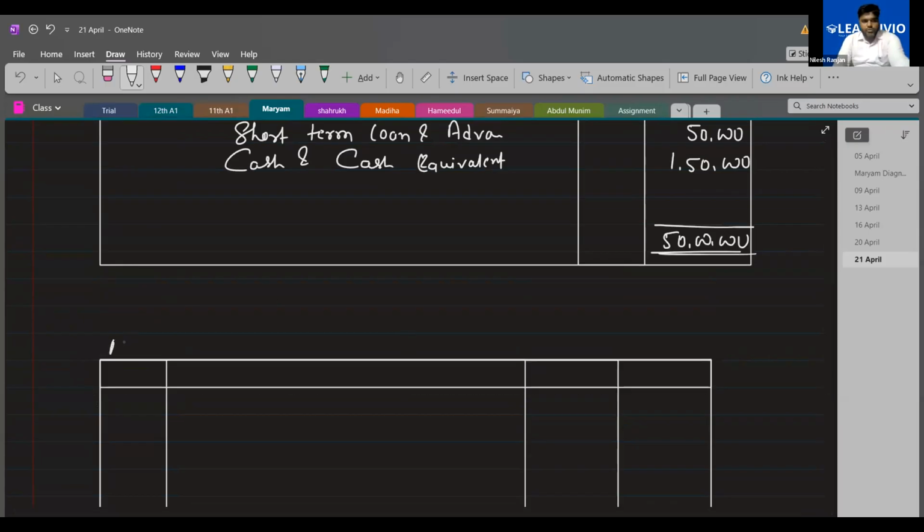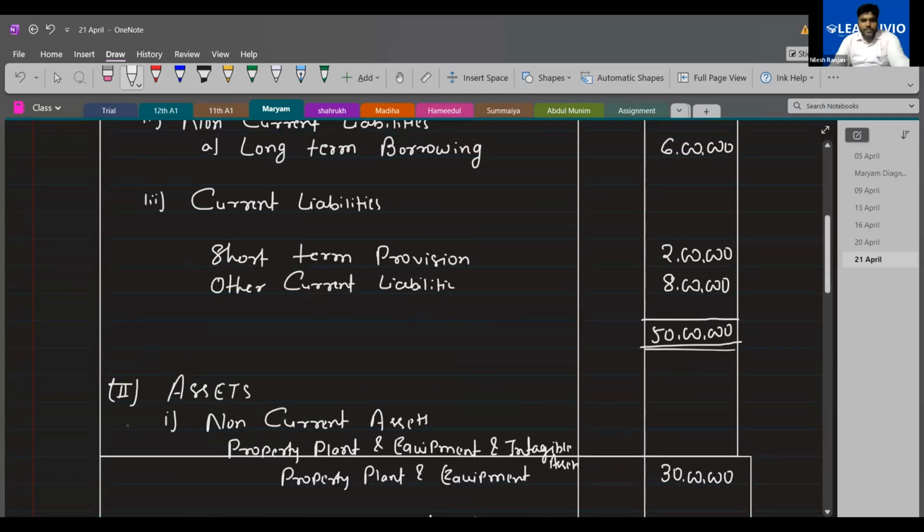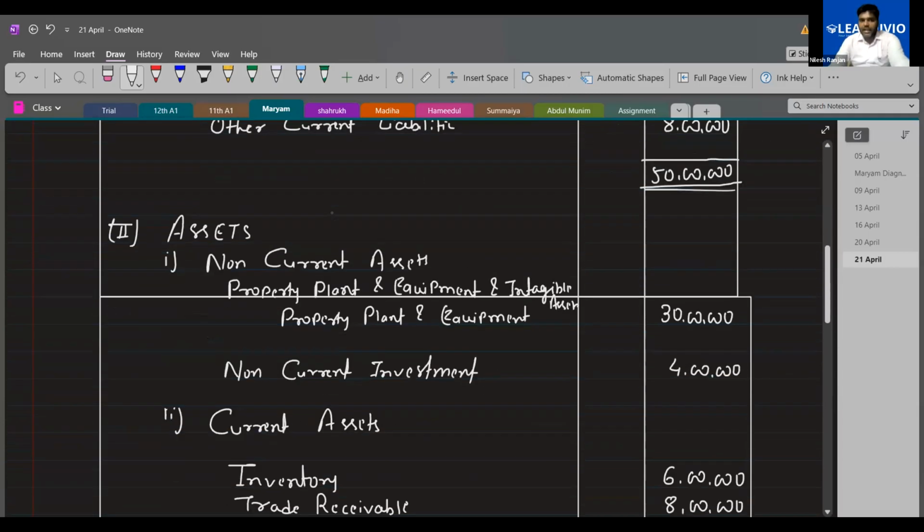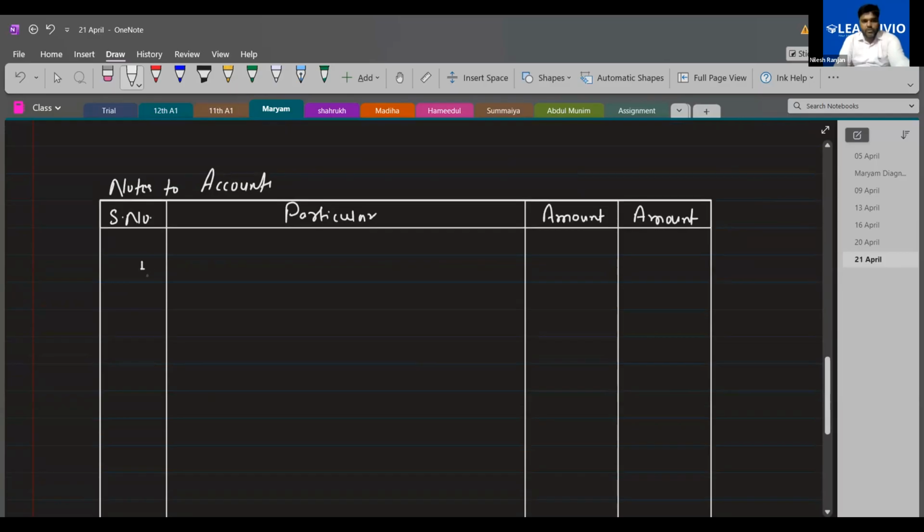This is called notes to account. There are two amounts, one for calculation purpose and the second is for the final amount. Now, the first note to account, the first number I have given to share capital. So I will write here serial number 1, share capital. Actually, first we calculate the amount here in notes to account, then the final amount is written there. But I have done the calculation in my mind, so I have not prepared it.